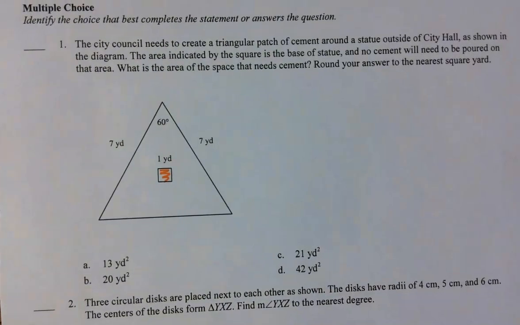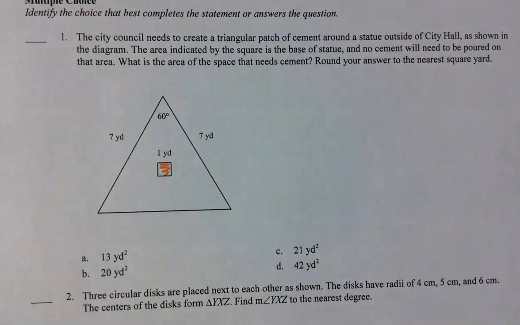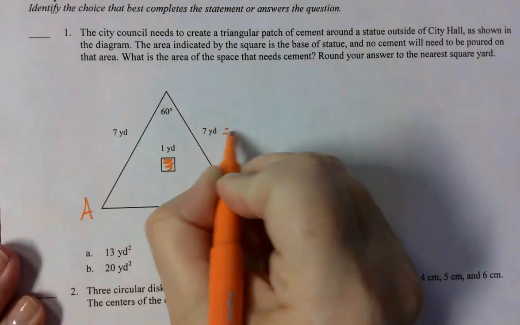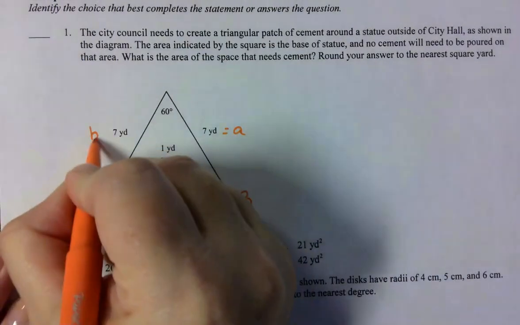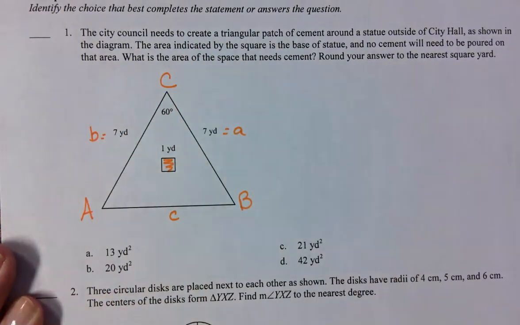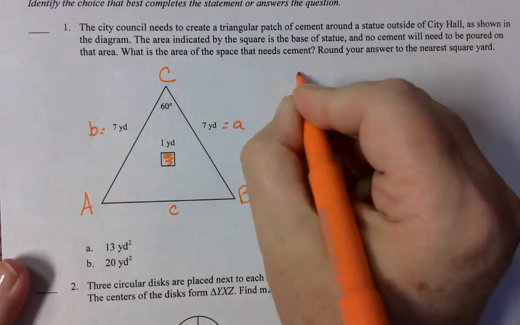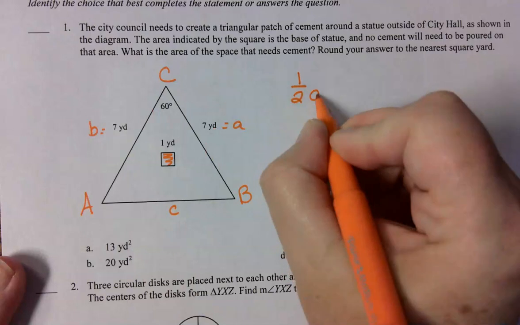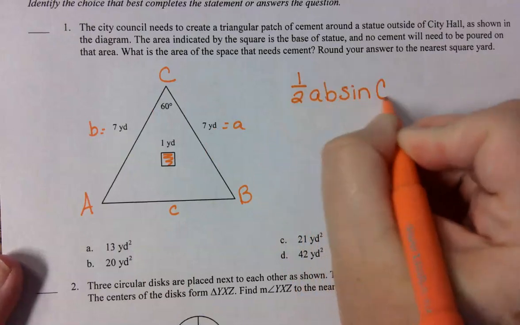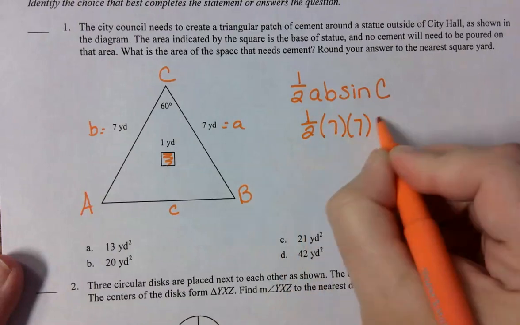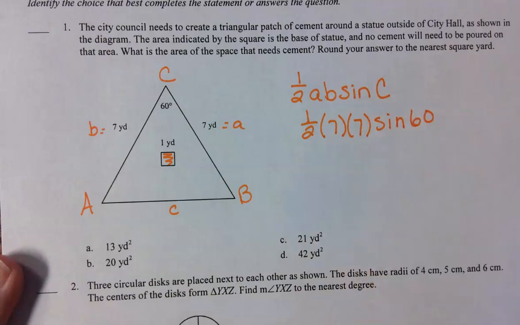Okay, so let's go ahead and deal with the triangle first. Now, if you do not like a blank triangle, feel free and label it. My advice: label, label, label. Okay? So A, B, C. Now, because I'm given an angle, this is going to be the 1/2 AB sine C. So 1/2 times 7 times 7 times sine of 60.